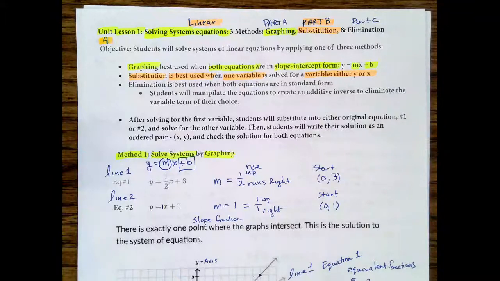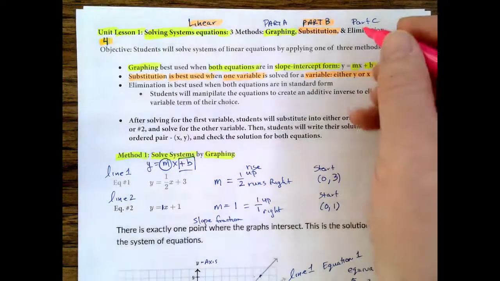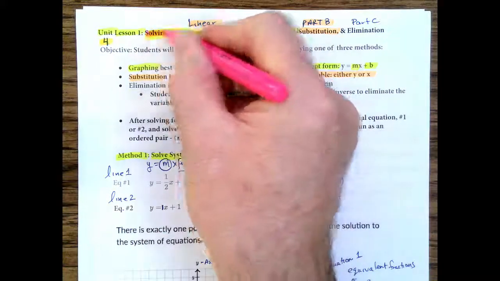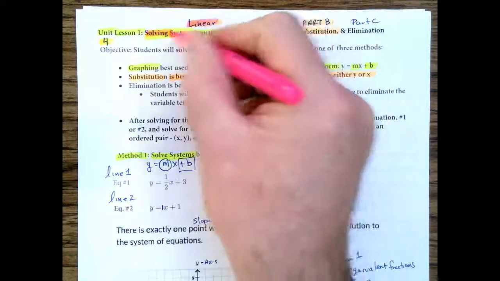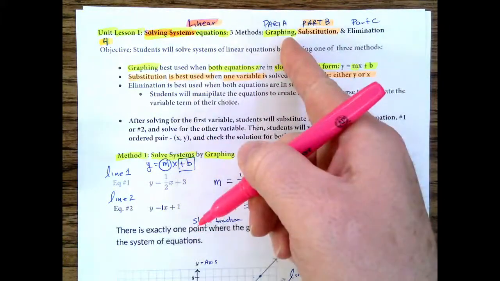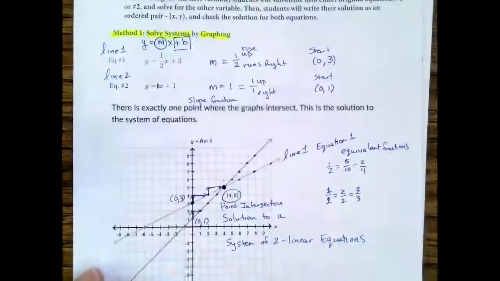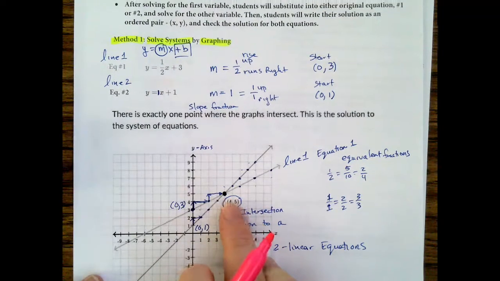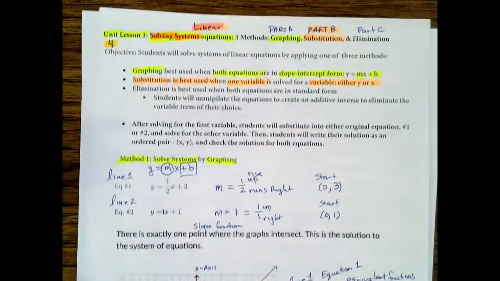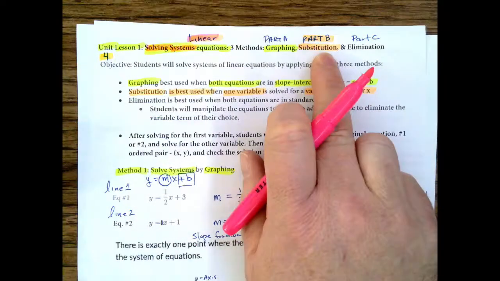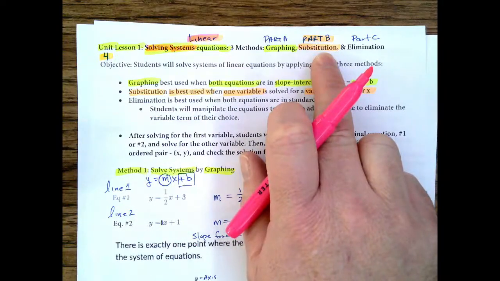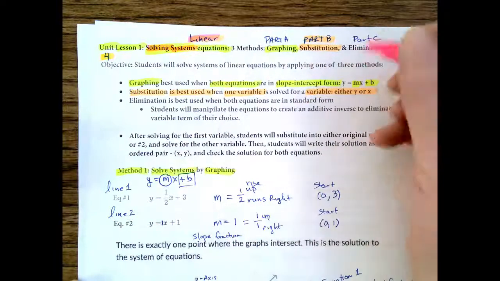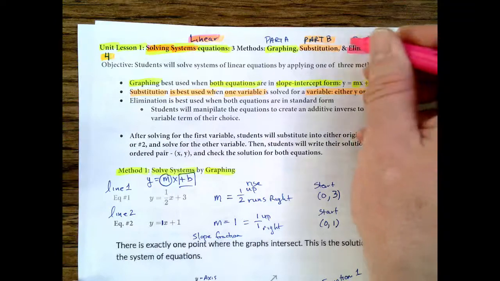Welcome, and now we come to the final method, our third method of solving linear systems. We already learned graphing, which was really fun. It was where the point of intersection was the solution. That was one method. Then we learned last time substitution, where you solve for one variable and then you substitute in. This time we're going to solve by a method called elimination.